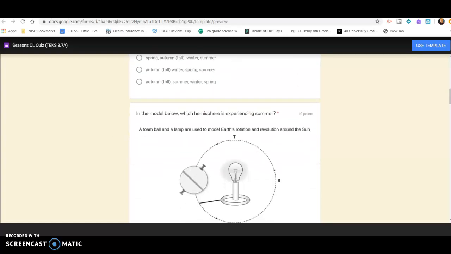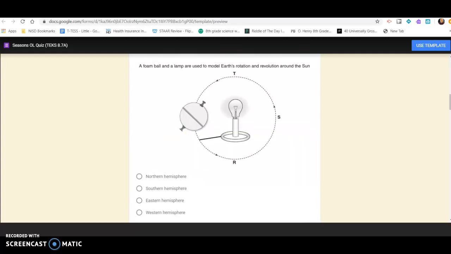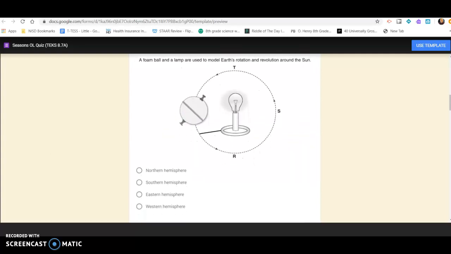Okay, next question says, in the model below, which hemisphere is experiencing summer? So they're referencing the Earth right here. It's tilted, so it's asking which hemisphere is experiencing summer. It says a foam ball and a lamp are used to model Earth's rotation and revolution around the sun. So which one is experiencing summer? The northern hemisphere, the southern hemisphere, the eastern hemisphere, or the western hemisphere?